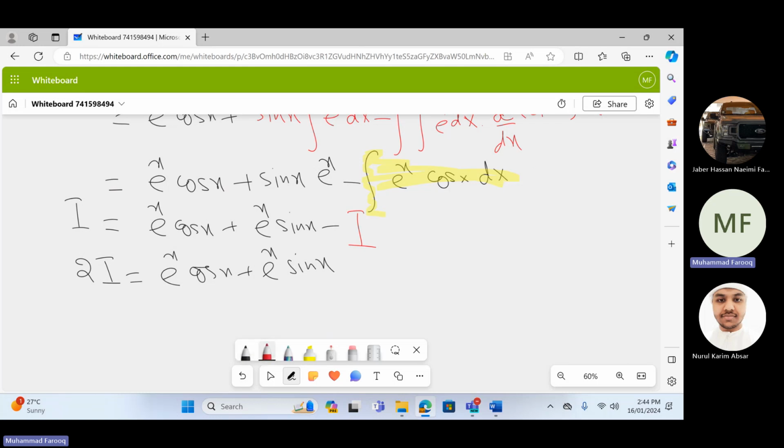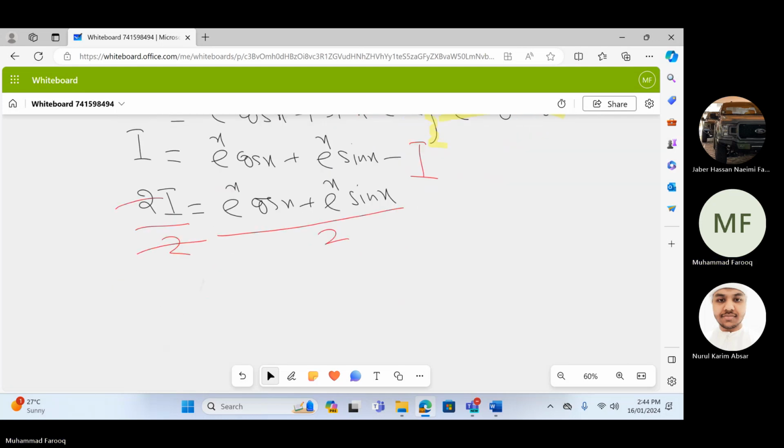Is this the true answer? Should we continue? Never ends, it comes again. This question is in a loop. You have to break the loop. That's why we need this I technique.